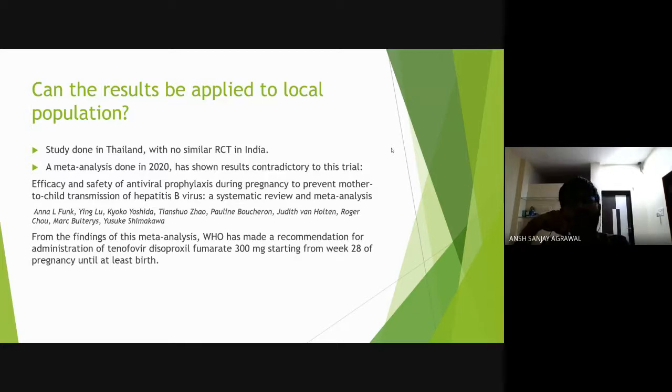But there have been numerous meta-analyses done after 2018, and a meta-analysis done in 2020, the largest of its kind regarding this topic, has shown results contradictory to this trial. The title of the meta-analysis is Efficacy and Safety of Antiviral Prophylaxis During Pregnancy to Prevent Mother-to-Child Transmission of Hepatitis B Virus, a systematic review and meta-analysis.